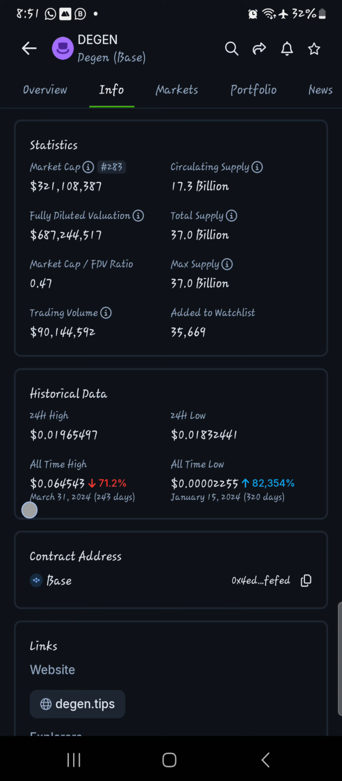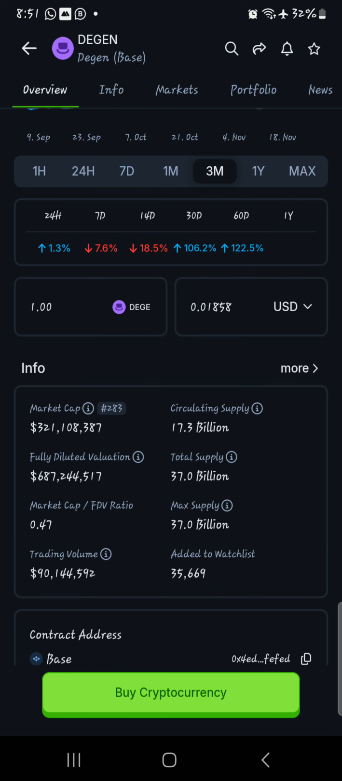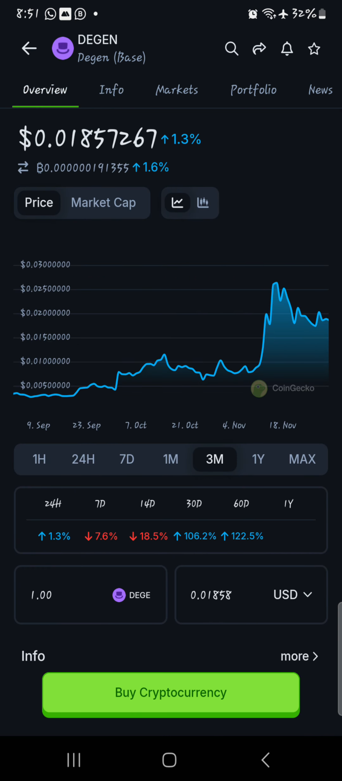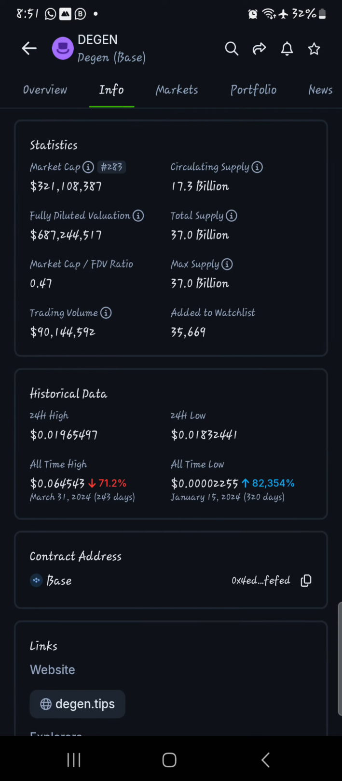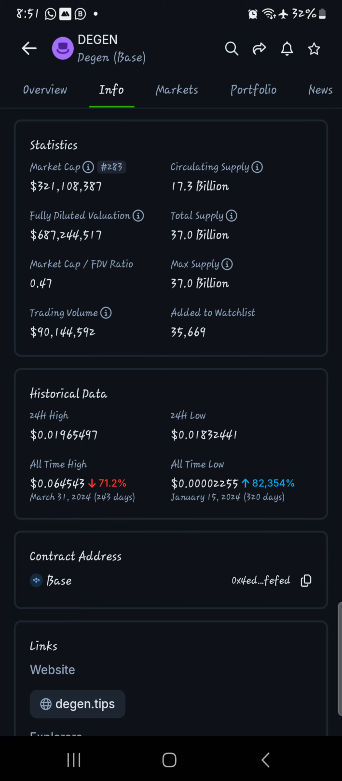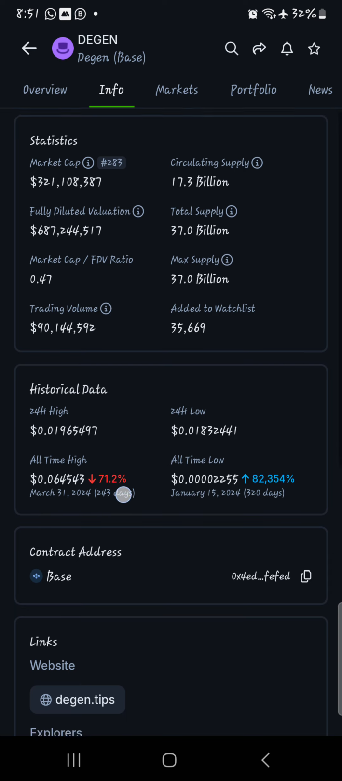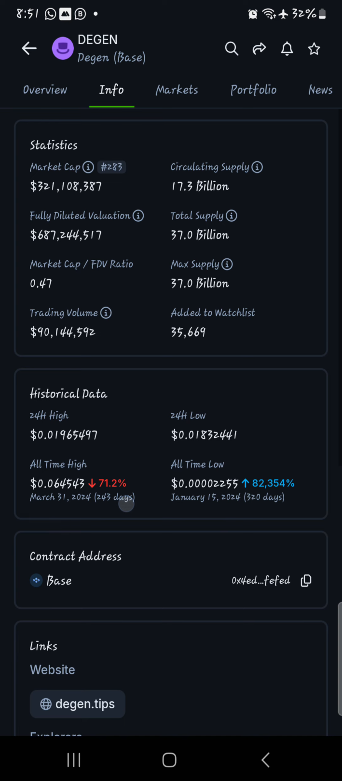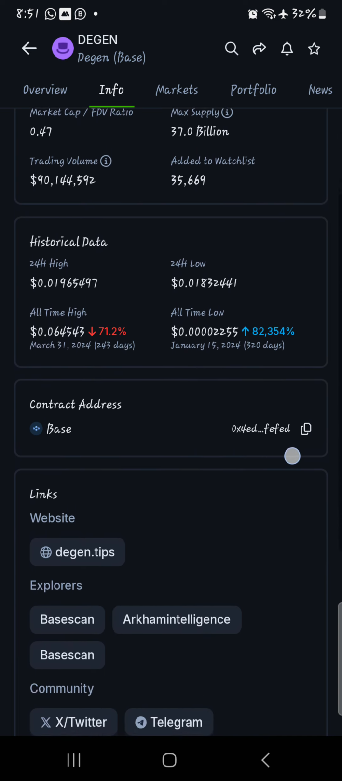The all-time high is 0.064, and this is 1.8, so it's like about 2x, 3x away. Okay, you see, so that's it. And this is on base.